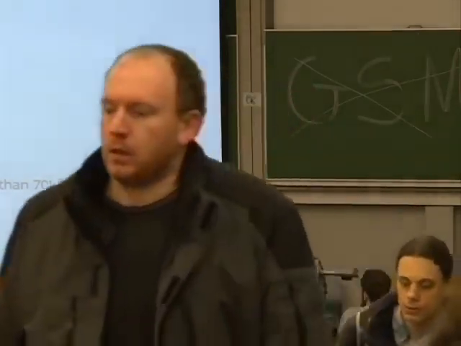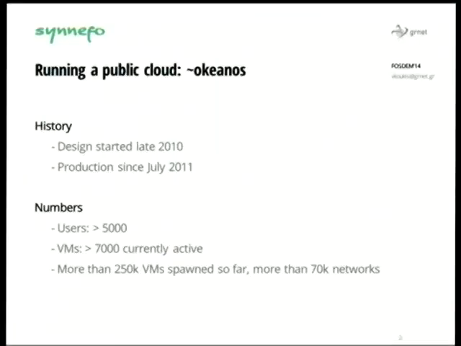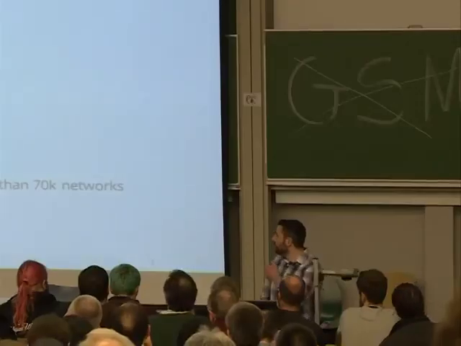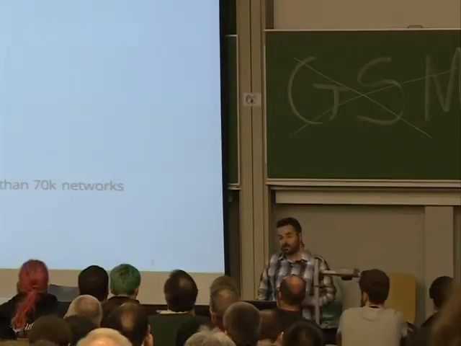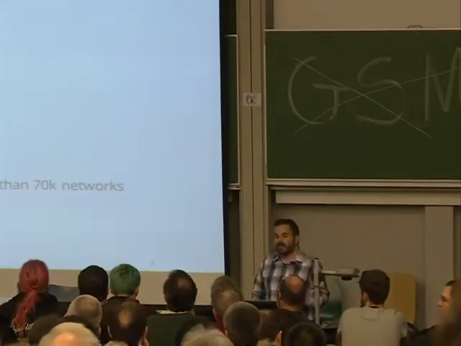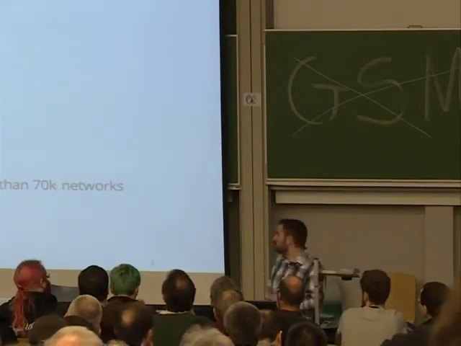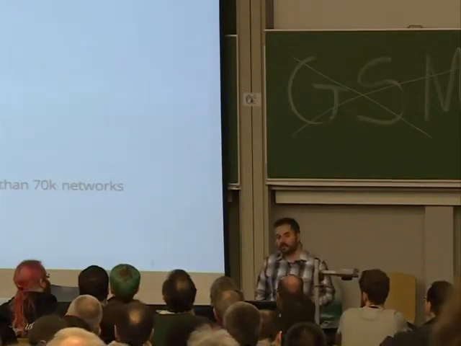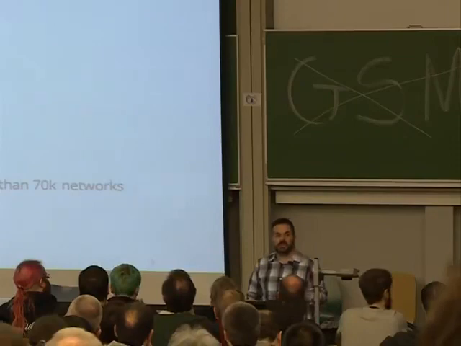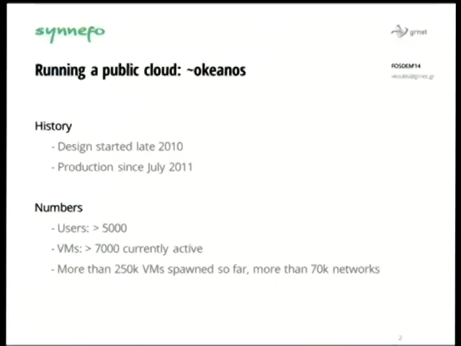We're still alive. I mean, we didn't have downtime when the whole data center lost power, but okay, we couldn't do anything about that. We're now at more than 5,000 users. We have more than 7,000 VMs running. We've served more than 250,000 VMs and created and destroyed more than 70,000 virtual networks, which are pretty good numbers. We scale, it works.